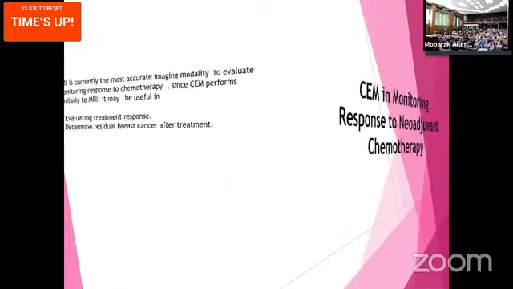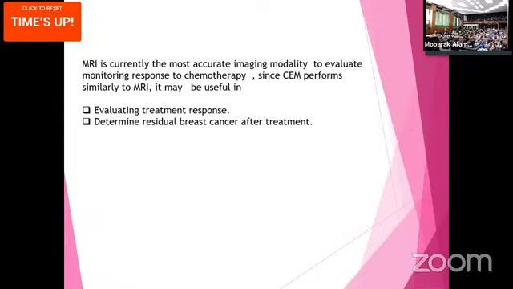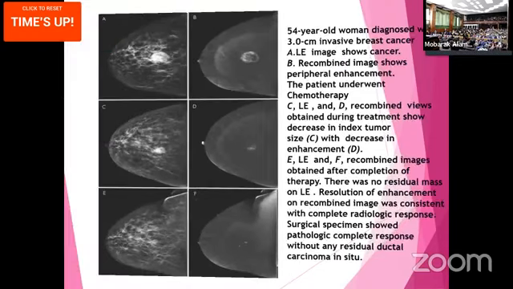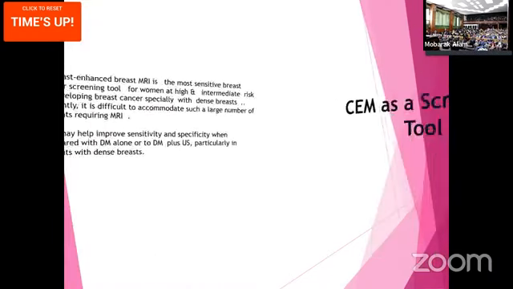It's also useful for following up patients on chemotherapy to evaluate the response to treatment and to determine the residual tumor after treatment. This is a female with proved malignancy. The above imaging shows an irregular mass with heterogeneous enhancement, and there was a reduction in the size of the tumor when the patient underwent chemotherapy. And after completion of the chemotherapy, the mass completely disappeared, confirmed by histopathology.